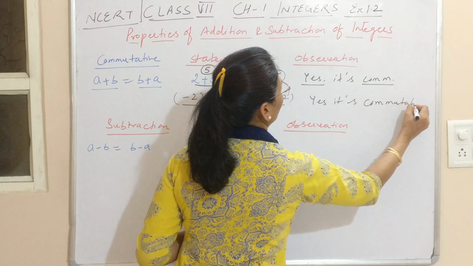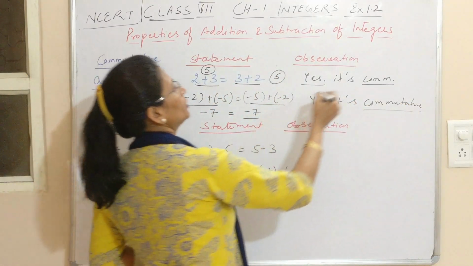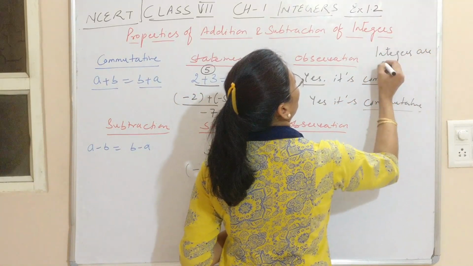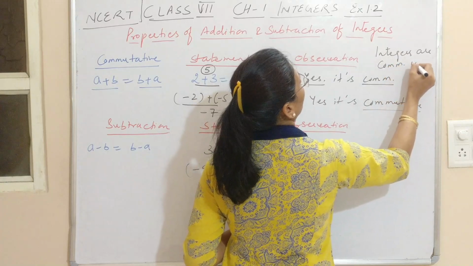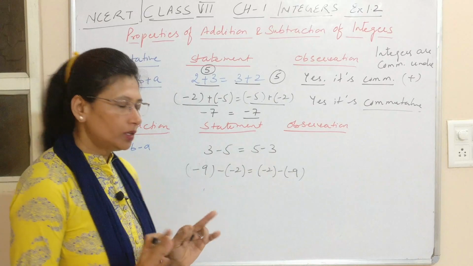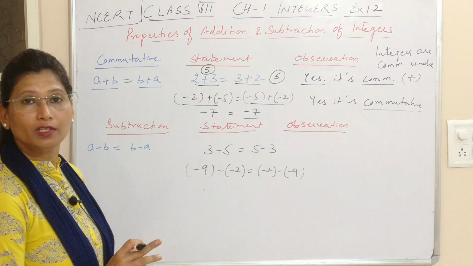So it means the integers are commutative under addition. Integers are commutative under addition. This holds. This is correct. Moving to next is subtraction. We'll just see whether a minus b is equal to b minus a or not.